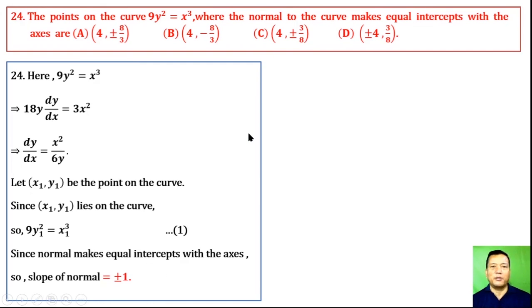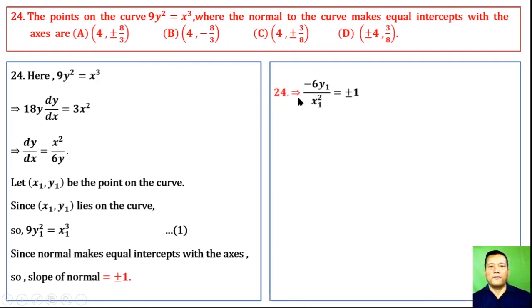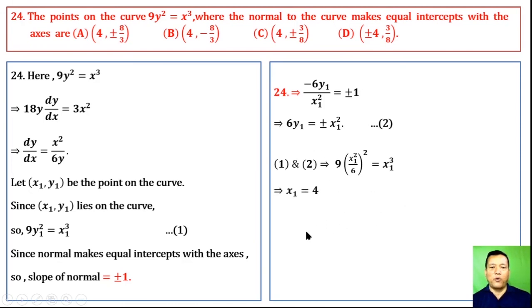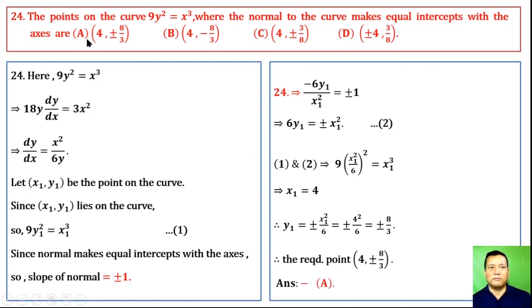So the slope of the tangent is plus minus 1, which gives us equation 2. From equation 1 and equation 2, solving, eliminating y1, we get this, x1 is 4, y1 is, in equation 1 or equation 2, this. Therefore the required point is 4, plus minus 8 by 3. Correct option is A.